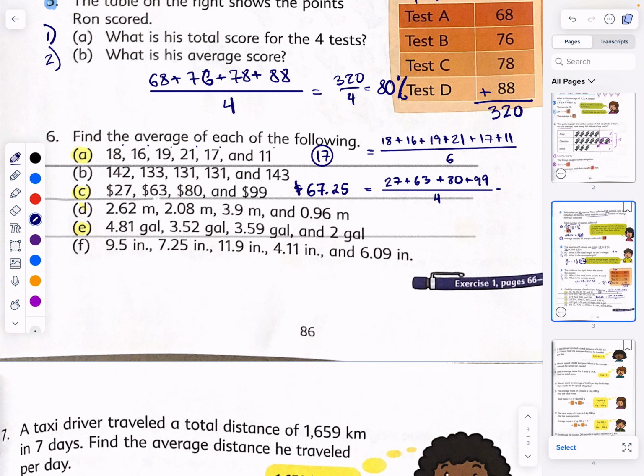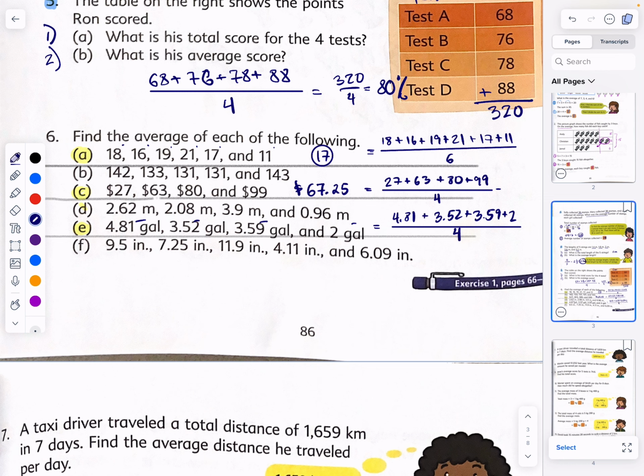Finally, example E. We have gallons, right? So let's go ahead. I hope you now understand how we are figuring out the average. Step 1, we would add up all the values, all the data points. And we have 4.81 gallons plus 3.52 gallons plus 3.59 gallons plus 2 gallons. So altogether we have 1, 2, 3, 4. Let me make sure I copied them all. 4. So I would sum them up and divide them by 4.